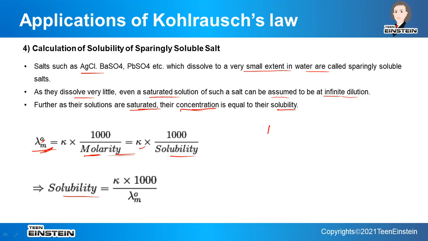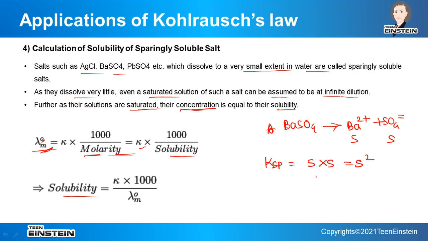For example, take the salt BaSO4. When it dissociates, it gives Ba2+ and SO4 2-. Suppose the solubility, normally denoted by S, is S; this will be S, and this will also be S. Ksp is basically the concentration of barium 2+ and sulfate 2-, so it is S into S, that is S square. If you know the value of S, which is nothing but the solubility or molarity, then you can directly obtain the Ksp value. And if you know the Ksp value, you can calculate solubility. If any of these is unknown, using the other known variables you can calculate the unknown one.